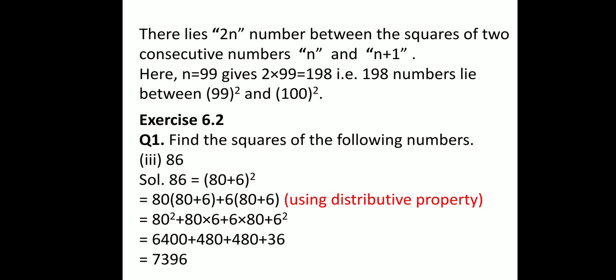Now (80 + 6) whole square is equal to (80 + 6)(80 + 6). This can be written like this. Multiplying, as it is the distributive property, we need to multiply 80 by 80 plus 80 into 6 also. So 80 into 80, that is 80 square, plus 80 into 6, that is 480, plus 6 into 80, that is again 480, plus 6 into 6, that is 6 square, which gives you 36. After adding all these numbers, I will be getting 7396. This is the square of 86.